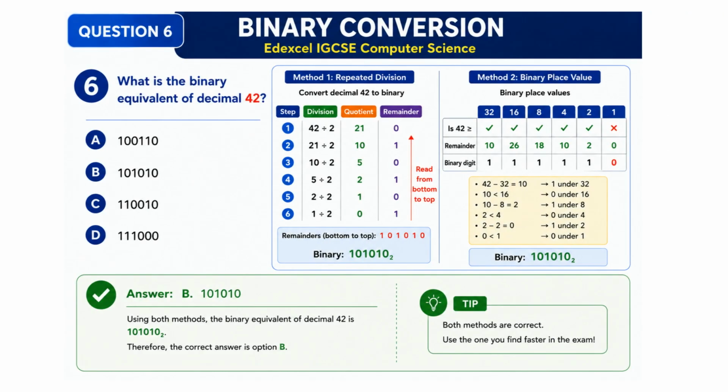What is the binary equivalent of the decimal number 42? Take a moment to look at the 4 options. The correct answer is option B, 101010. You can solve this question using either of the 2 conversion methods.